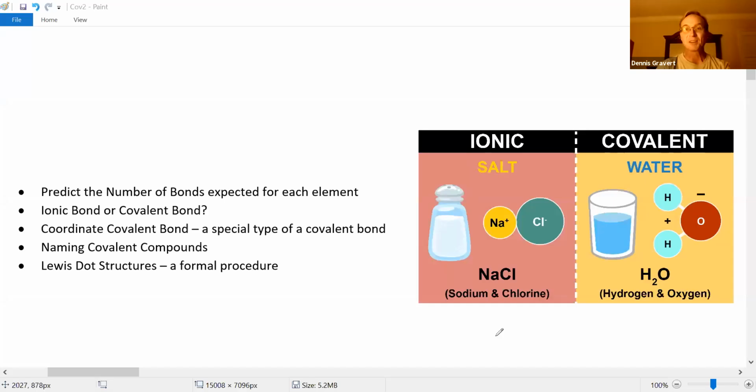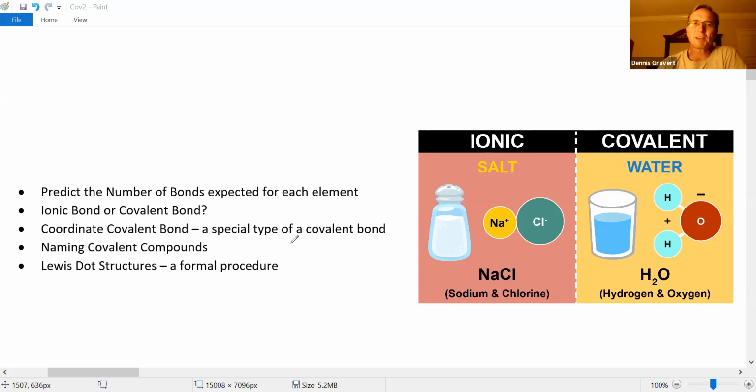Hi everyone, let's talk a little general chemistry. So today what I wanted to present was two guidelines on how to predict the number of bonds an element usually makes and how to predict whether a bond is going to be ionic or covalent.